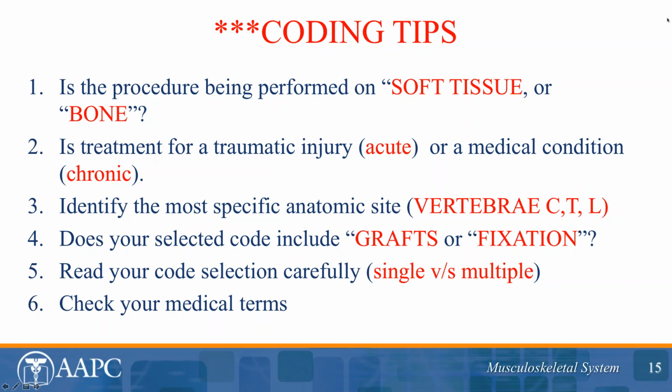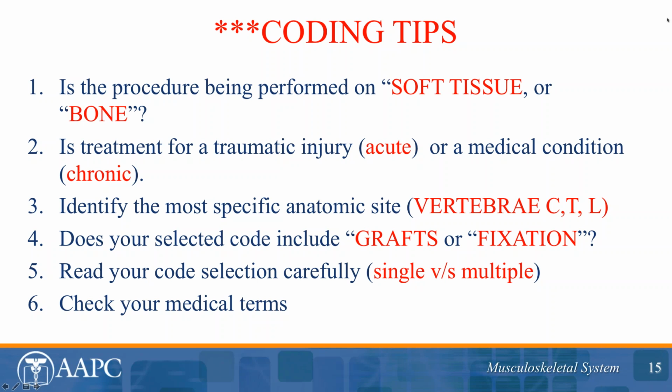Okay, so these are some of the coding tips that I think are very important. Make sure you know what the extent of the procedure is, whether it's just on the soft tissue or if it's going to extend down to the bone, because that's going to affect your code selection. Also, when they're treating the injury, is it something caused from an outside force or from a medical condition?